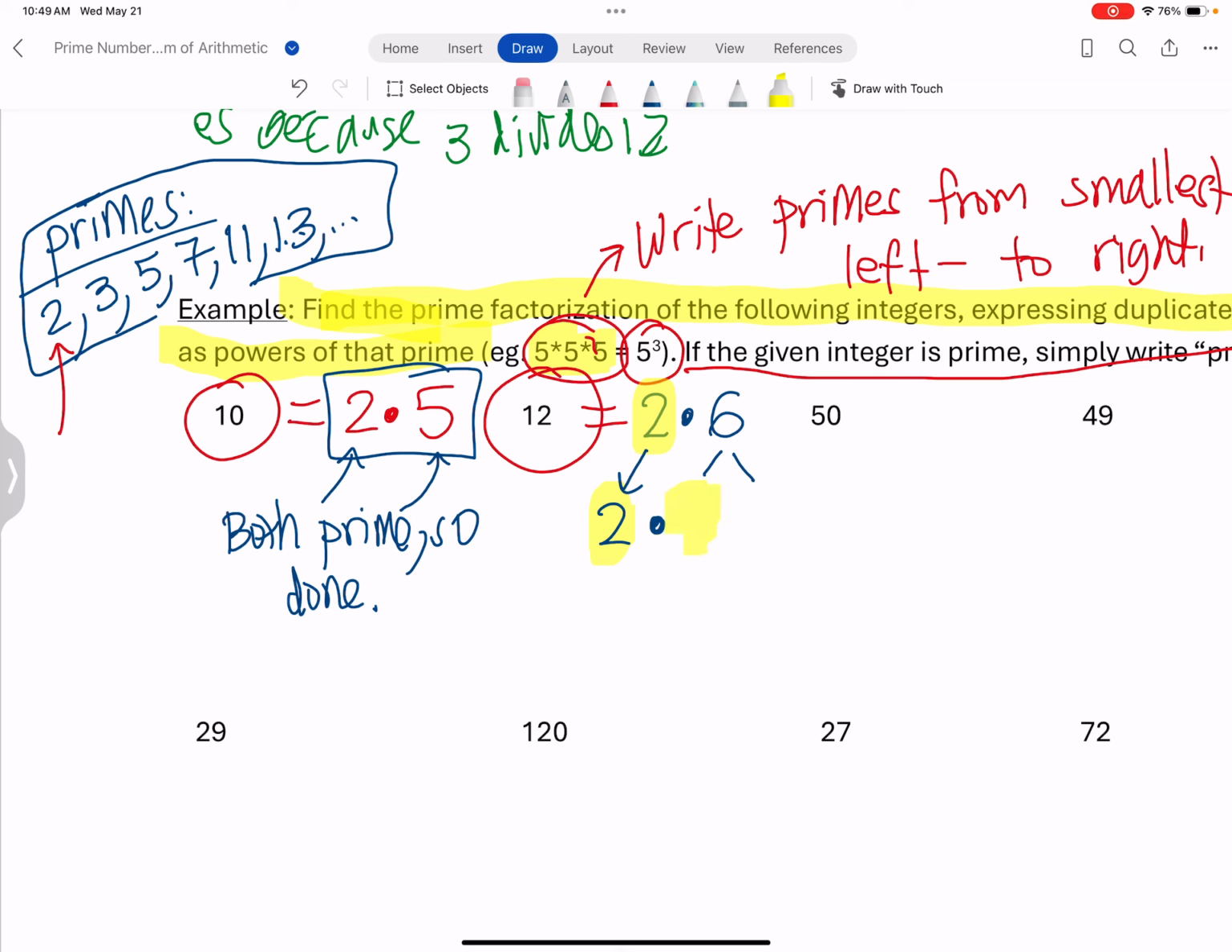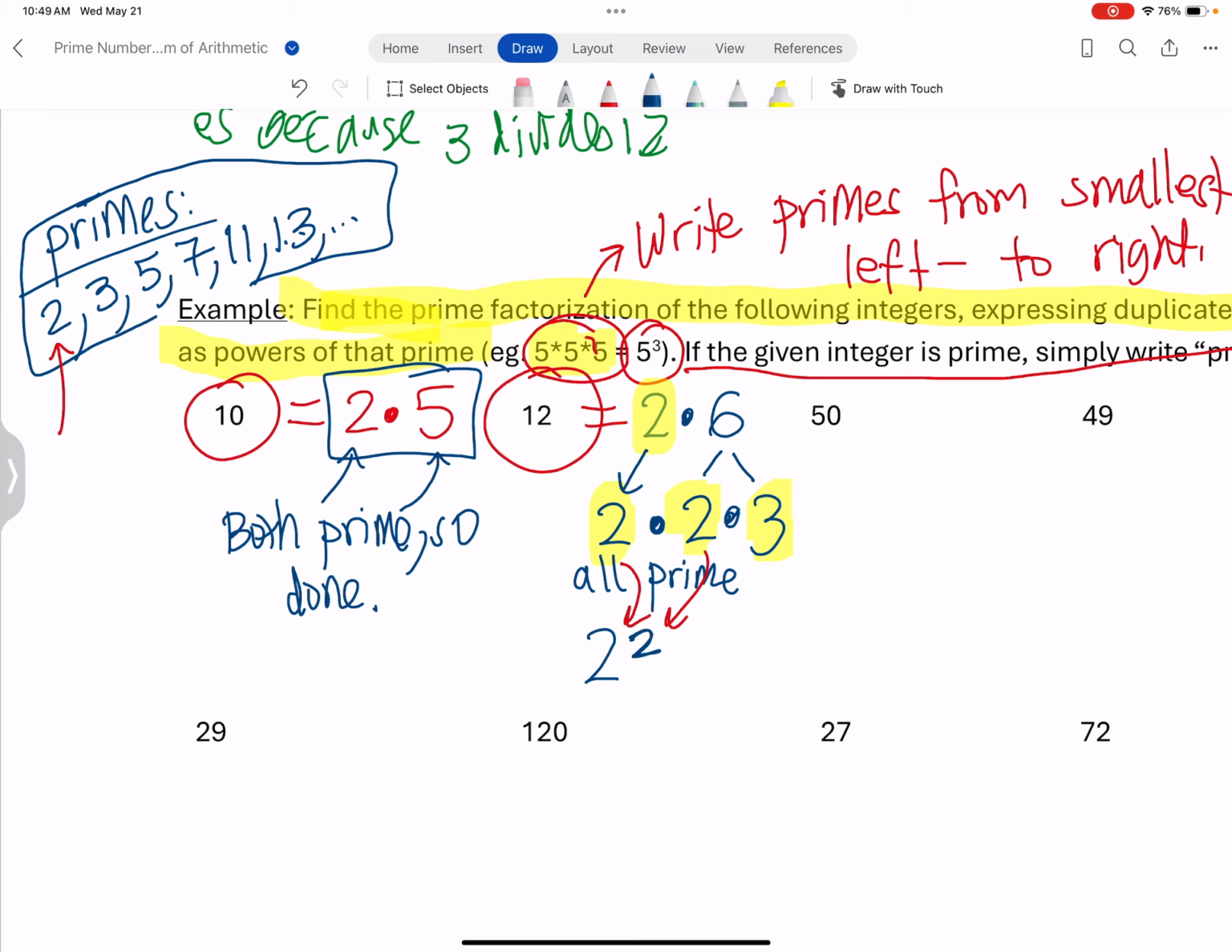So what is 6? 6 is what times what? 2 times 3, I guess we did that earlier, right? And now I think all the numbers in my factorization are prime. 2 is prime, the other 2 is prime, 3 is prime. So I think I'm done, but as it says, that's a perfectly fine answer, but we prefer to write any primes that are the same like this. Here I have two 2s. I prefer to write it as 2 to the second power.